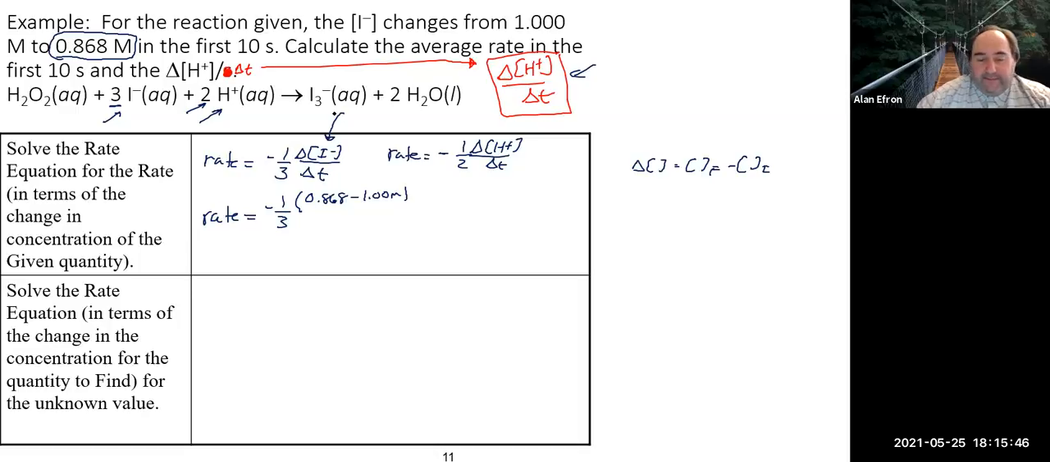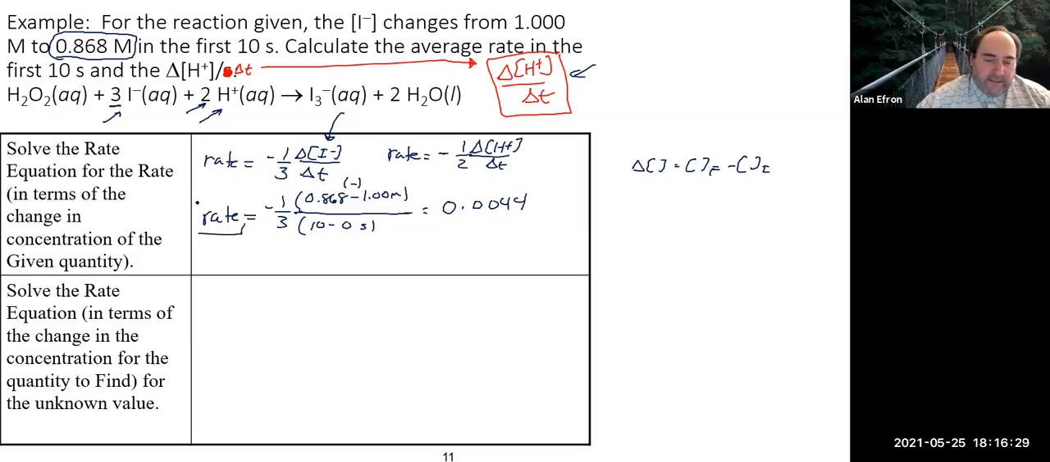Now, you may be saying to yourself, does it matter to do it that way? And the answer is it does actually matter, and I'll show you why in one second. Over our time, final time would be 10 seconds, initial would be 0, we could probably safely assume. The reason it's important to do final minus initial here is that when we do the 0.868 minus 1, that gives us a negative number. Then divided by 10, also divided by 3, gives us a negative and a negative number, which turns into a positive number for our rate.